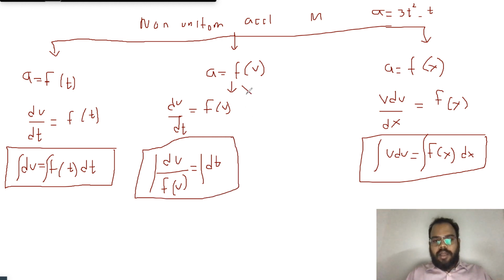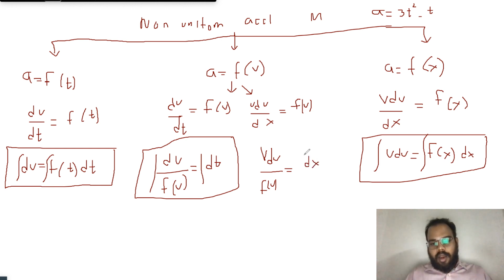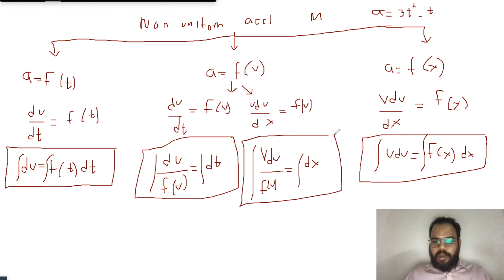I can also write it as v dv by dx. I can also write it as v dv by dx is equal to f of v. Same thing, I'll take f of v to the left side and dx to the right side. So I'll be left with v dv upon f of v is equal to dx, and then I'll integrate both sides. I'll get my answer. So in this we have covered all types of motions from where the questions can be asked.